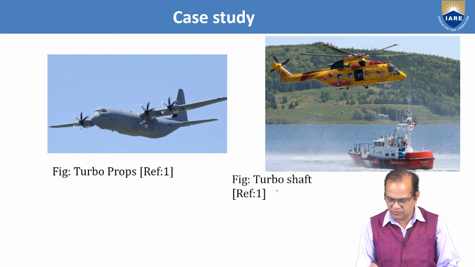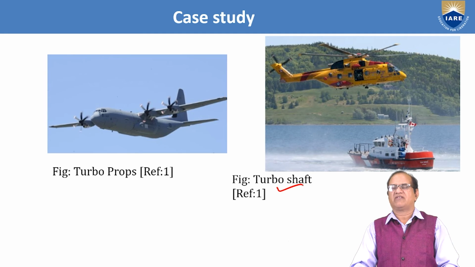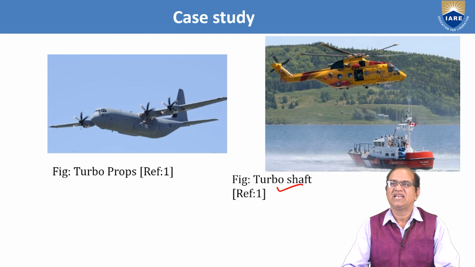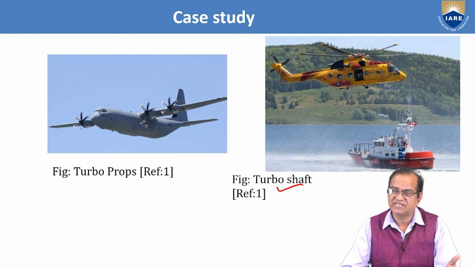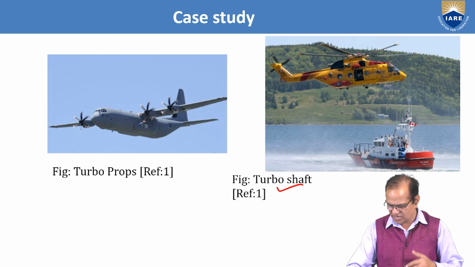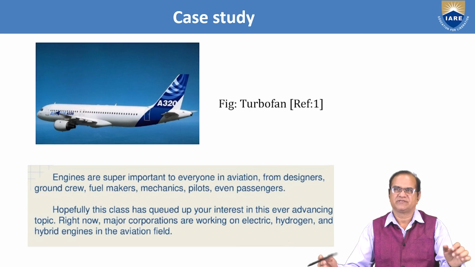Next we have the helicopters. Here we use the turboshaft engine. Most of the helicopters are using the turboshaft. They are very light in weight. They are very efficient for the helicopters. Their size is also very less. So turboshaft are used for this purpose.